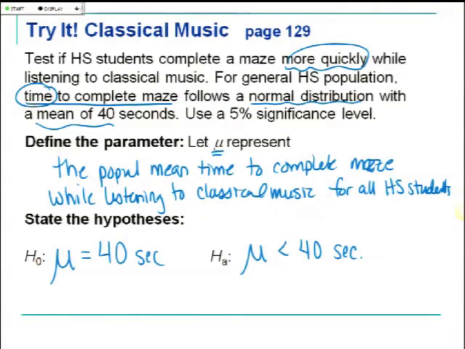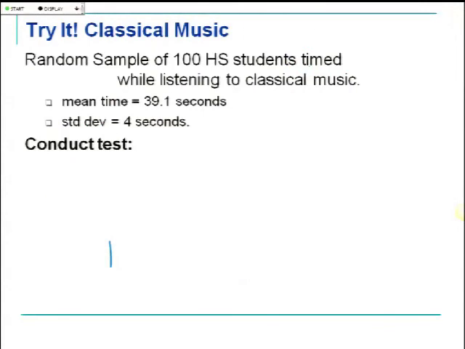Now we have the data coming in. 100 high school students are given the maze, and they complete it and are measured how long it takes them while listening to classical music. For those 100 high school students completing that maze, their average time was 39.1 seconds. So what is that? Is that mu, the true mean? It's an estimate of the true mean. It is based on our sample, so our notation for this would be what? X bar. We've got X bar of 39.1, and the fact that that is below 40 tells me there's some evidence there. It makes sense to do the test because there is some evidence coming in.